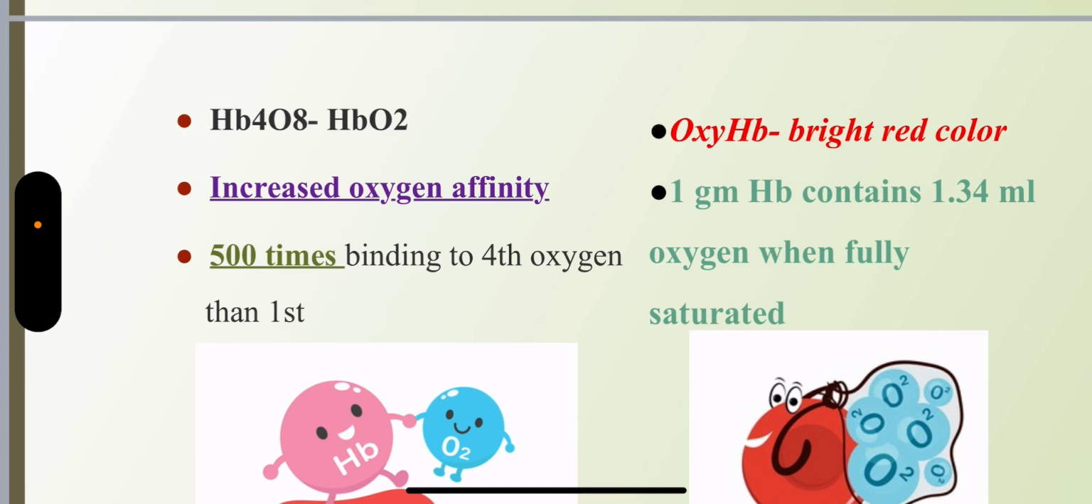Now binding of one oxygen molecule increases the affinity of hemoglobin towards further oxygen molecules to such an extent that the affinity for the fourth oxygen is 500 times as compared to the first oxygen molecule. And 1 gram of hemoglobin contains around 1.34 ml of oxygen when it is fully saturated. So this point is very, very important: the affinity of the fourth oxygen molecule is 500 times that of the first oxygen molecule. The reason is that attachment of one oxygen molecule increases the affinity for the next subsequent oxygen molecule.